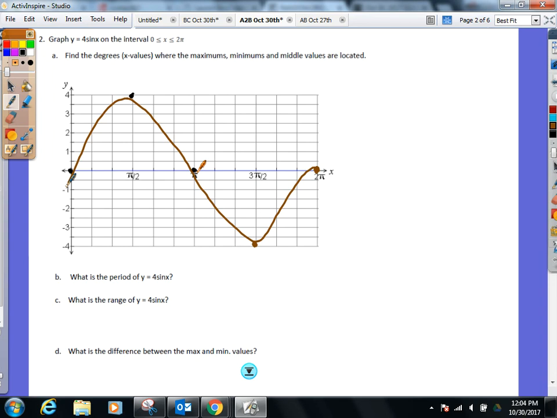So what effect did putting the 4 in front have on it? It didn't move these points anywhere. The 0 stayed zeros. But instead of going up to 1, it went up to 4 and down to negative 4. That was the effect. Okay? Still looks like a sine curve, doesn't it? Except I just stretched it out a little bit.